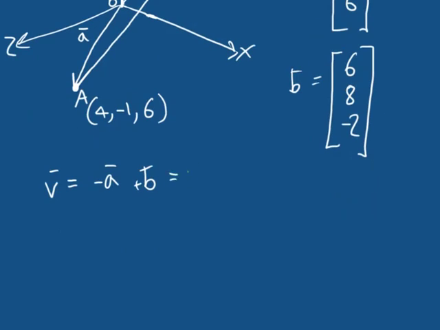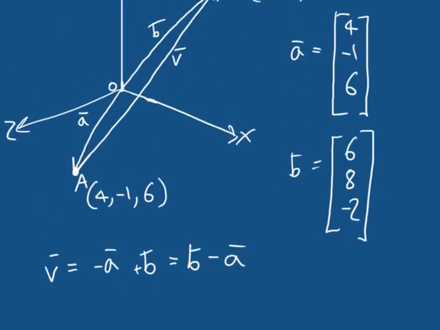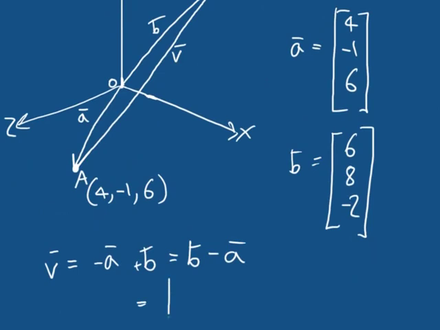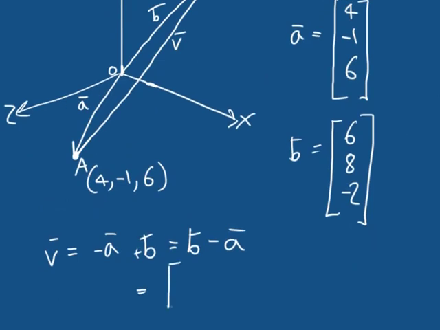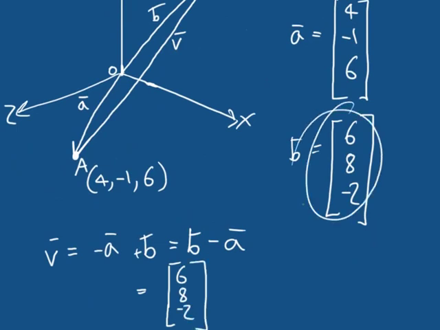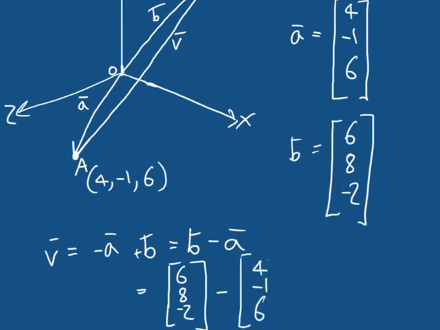This is the same if we rearrange this as B minus A, which is equal to, I may need to scroll back and forth. I don't know, we might be able to fit it in if I write it quite small. It's equal to 6, 8, and minus 2, which is our vector B, minus 4, minus 1, and 6, which is our vector A.